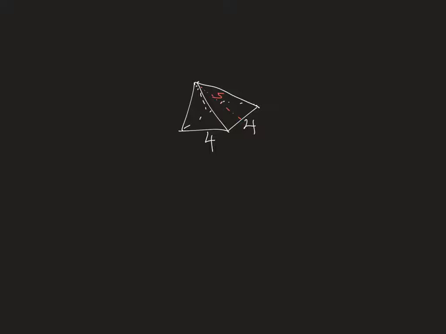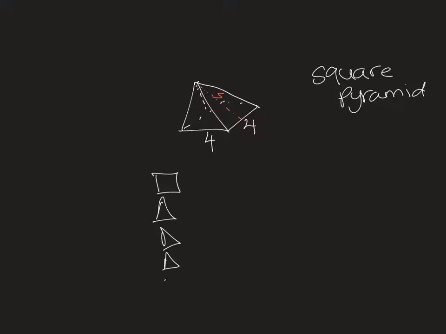Alright, for our next example, we have a square pyramid. And that means that the bottom is a square. And then we have 4 triangles because the bottom is a square. So if I start with the square, that would be 4 by 4 for the bottom. So 4 times 4 is going to give us 16.